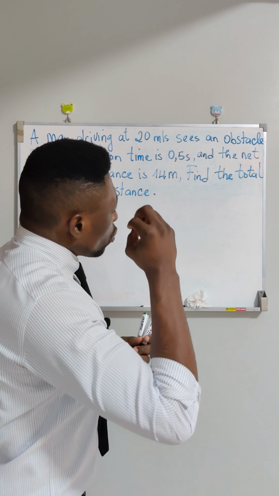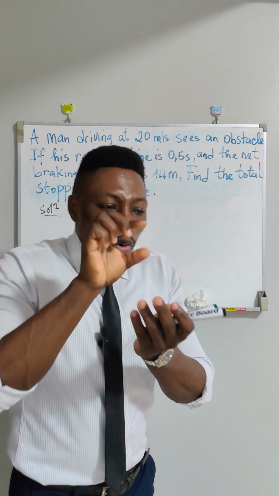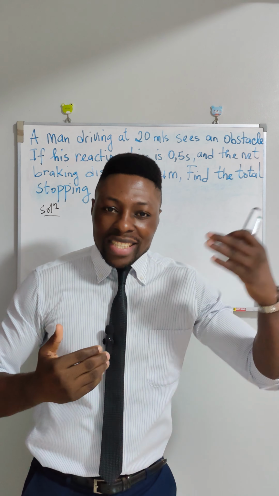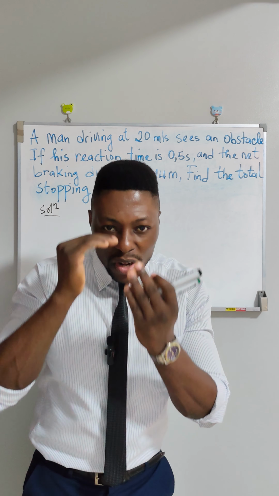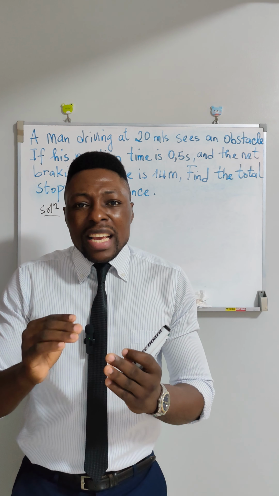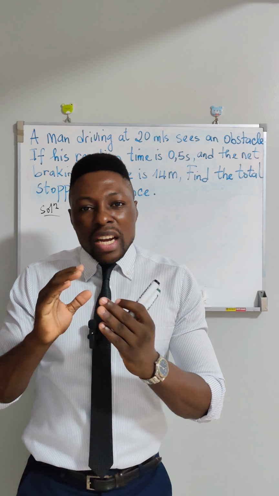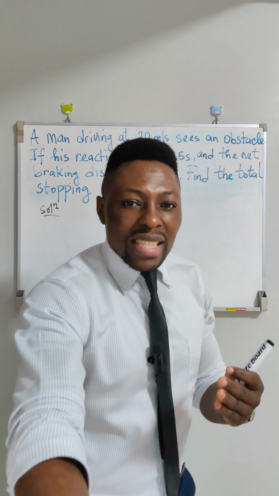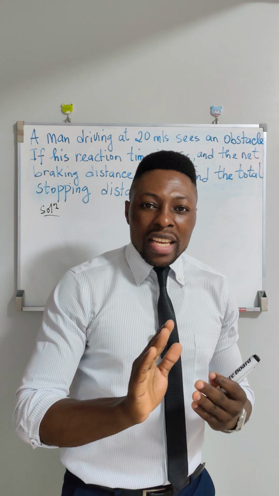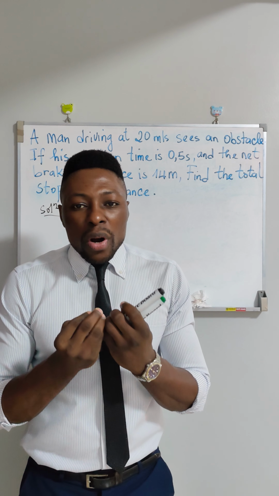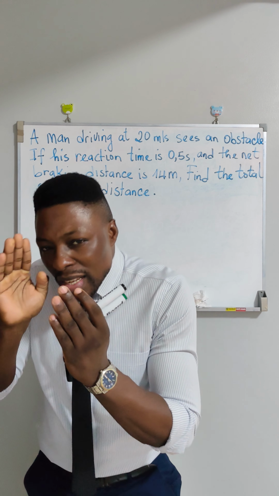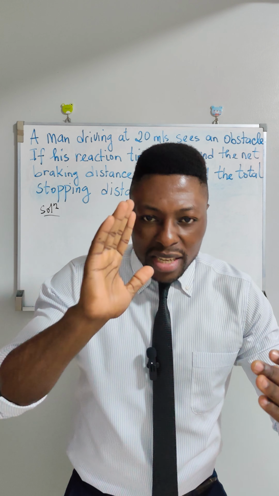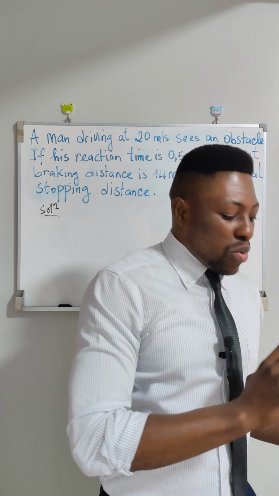What I want you to know in this question is that during this reaction time, the car doesn't stop. The car is still moving at the same velocity. Which means during the reaction time, the car covers a further distance before the driver takes action, which is applying the brakes. So it would be ideal for us to start by computing that further distance which the car covers before the driver applies the brakes. This is the trick in this question.